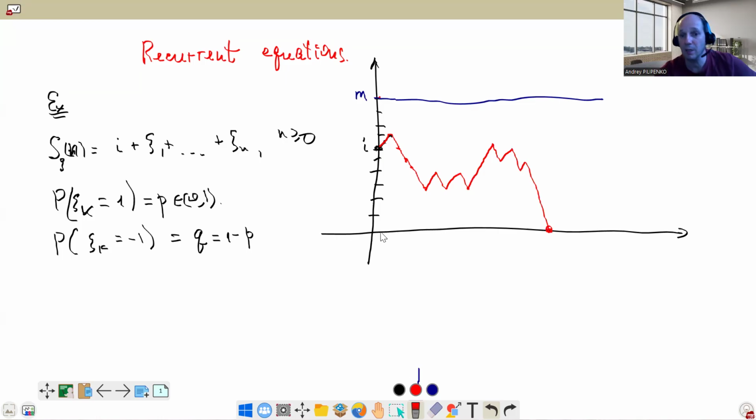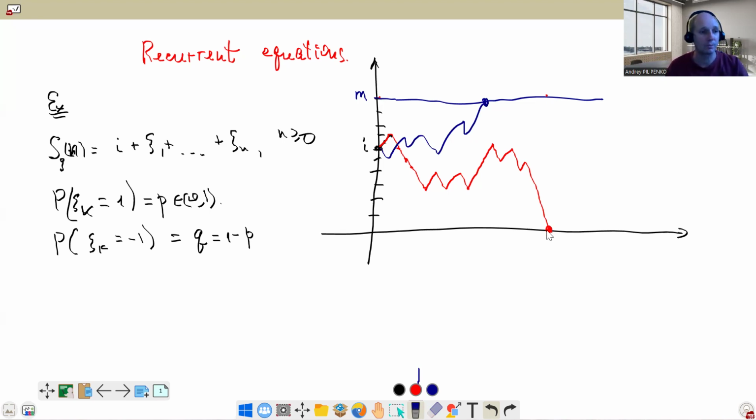So mathematically we consider a random walk, and if the random walk hits 0 before m, then the first player is bankrupt. If the random walk hits m before 0, then the second person is bankrupt. And the question is this: how to find the probability that the first player or the second player loses all their money?